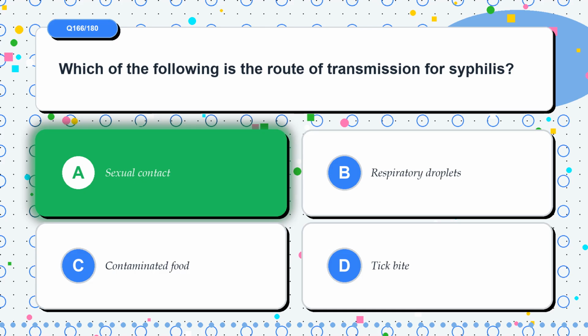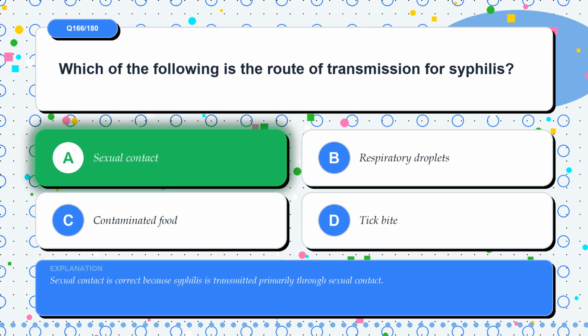The correct answer is option A. Sexual contact. Sexual contact is correct because syphilis is transmitted primarily through sexual contact.